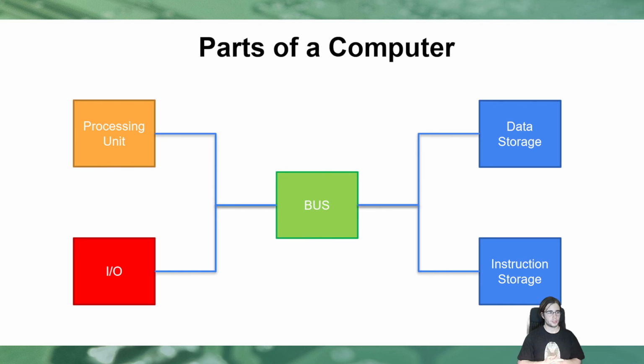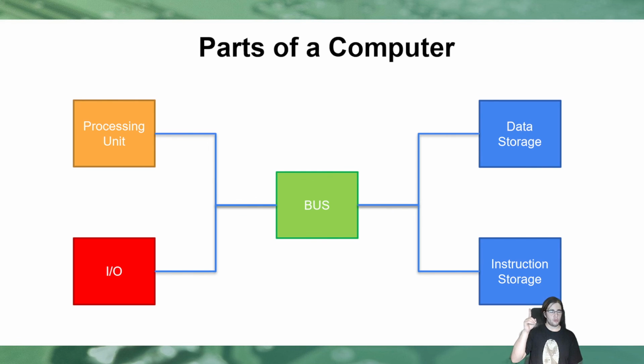Then in the middle we have the bus, in green. And the bus is basically a connection between all parts. That's why I drew the little graphic things there, the lines between them. The bus is the thing that connects everything together.